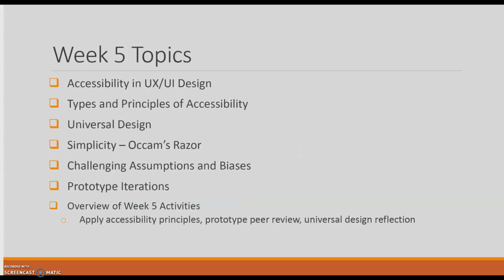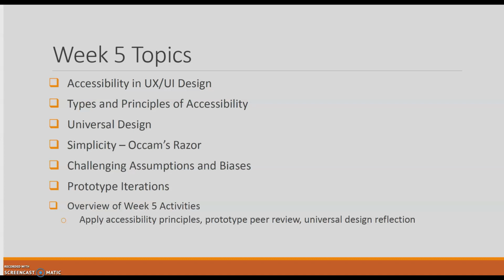So here, let's jump into our topics. Week 5 topics: accessibility in UX UI design, the types and principles of accessibility, universal design, simplicity, Occam's razor, and challenging assumptions and biases. And you will have your final prototype iterations due at the end of week 5.